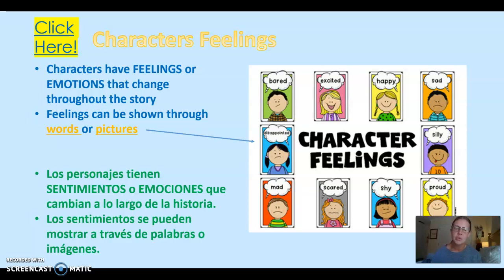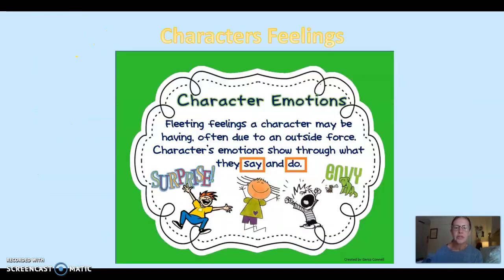At the beginning of the story, you could have a character who's very sad, but then something good happens to them and it makes them very happy. So we have to remember that feelings are always changing, just like you and I, our feelings are always changing too. A character's emotions or feelings are fleeting feelings, which just means it's always changing. It's the feeling that they're having in that moment.